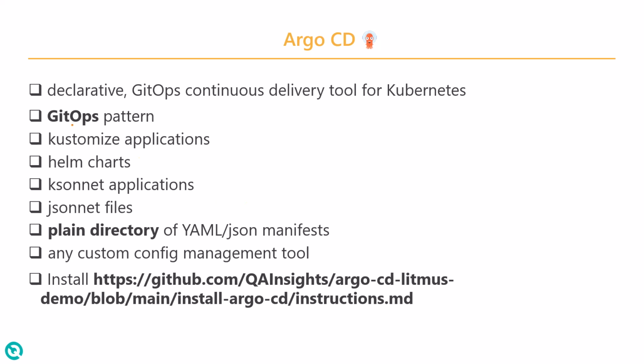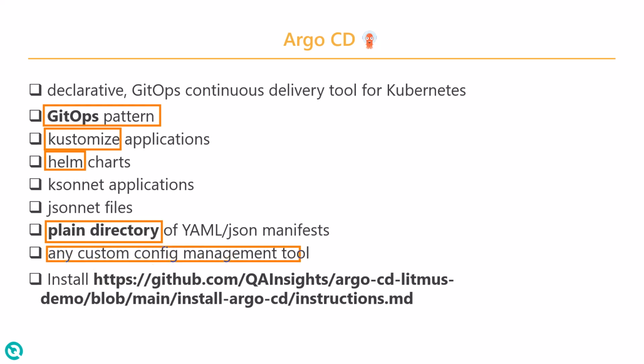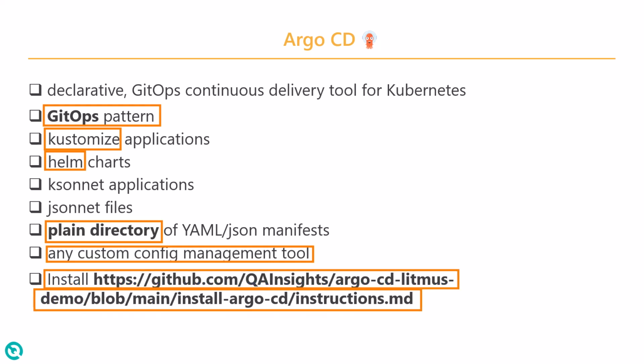It follows the GitOps pattern where you have Git as a single source of truth. It supports customized applications, Helm charts, Ksonnet, Jsonnet, and you can even use a plain directory of YAML to declare your manifests. You can also use any custom configuration management tool to define your application. Basically, it will automate your deployment, maintain the state, and maintain a local cache of your Git repository.